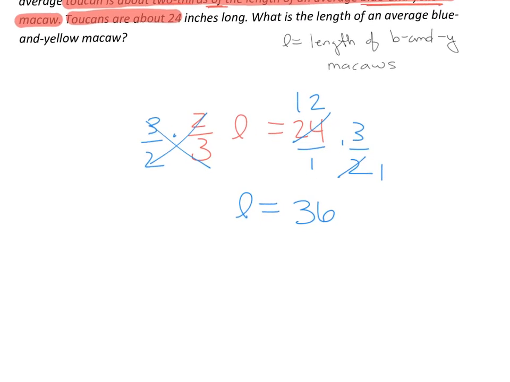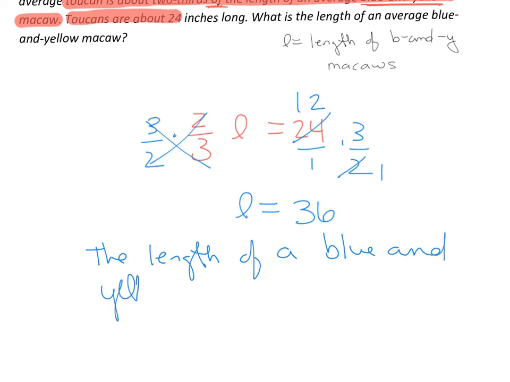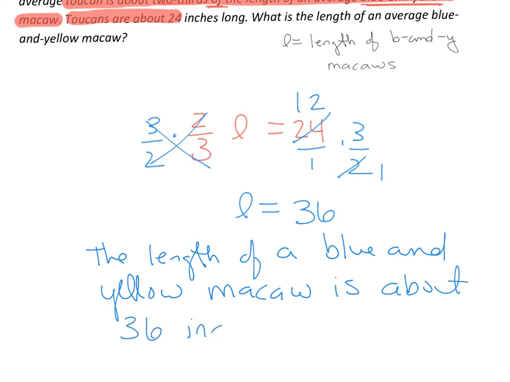Okay, so the length of a blue and yellow macaw is about 36 inches. And you can say inches long even if you wanted to. Okay? All right, so that's what I'm talking about.